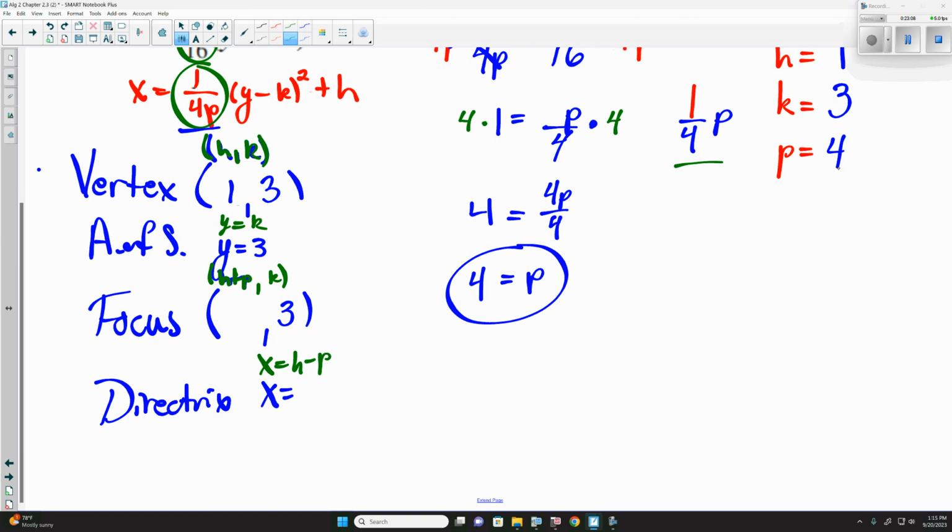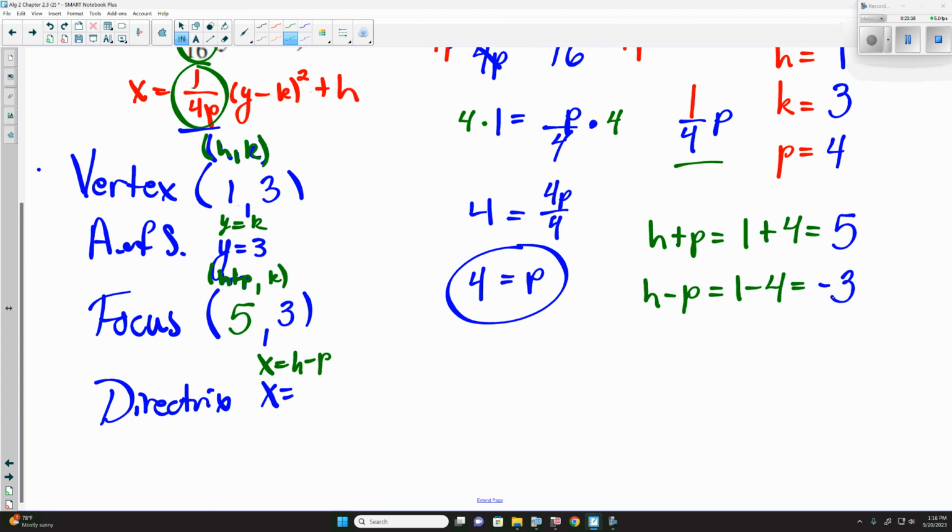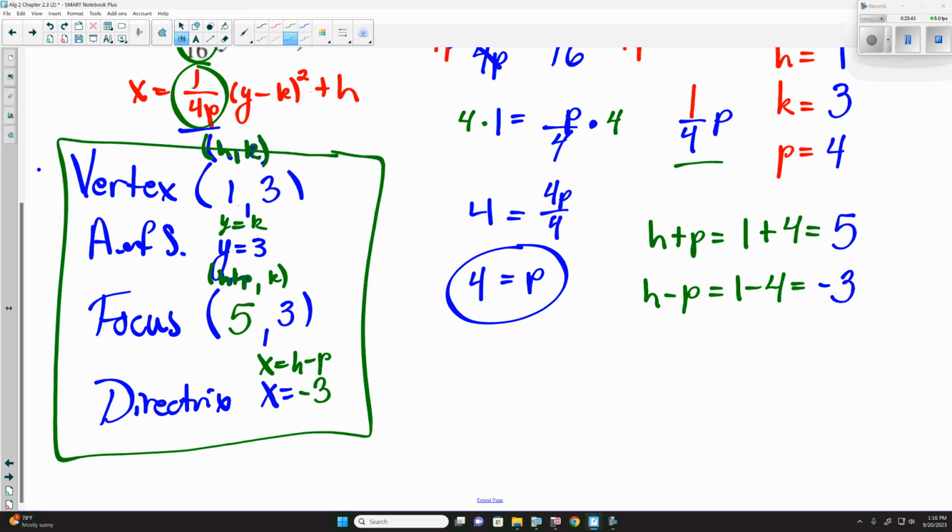Well, what are the only two places we're missing? The H plus P and H minus P, yes? So H plus P, well, H is 1, and 1 plus 4 is 5. So our focus is the point 5 comma 3. The directrix is H minus P, 1 minus 4. 1 minus 4 is -3. Questions on this here?